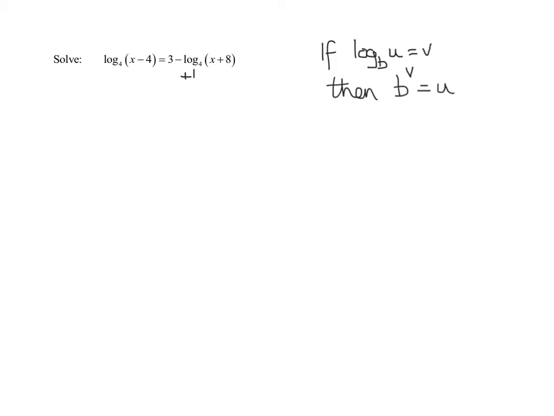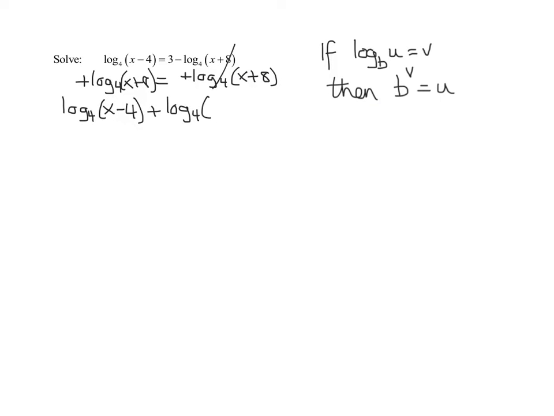So the first thing I'm going to have to do is add log to the base 4 of x plus 8 to both sides. So I'm going to be left with log to the base 4 of x minus 4 plus log to the base 4 of x plus 8 equals 3.